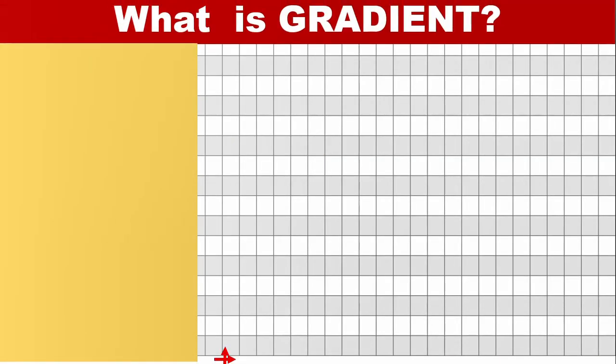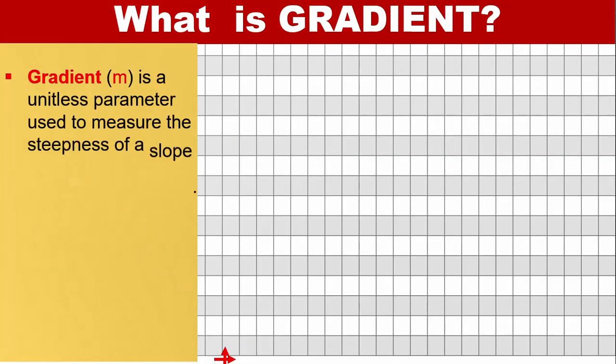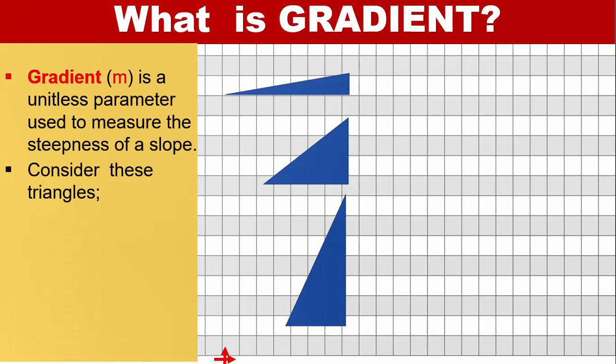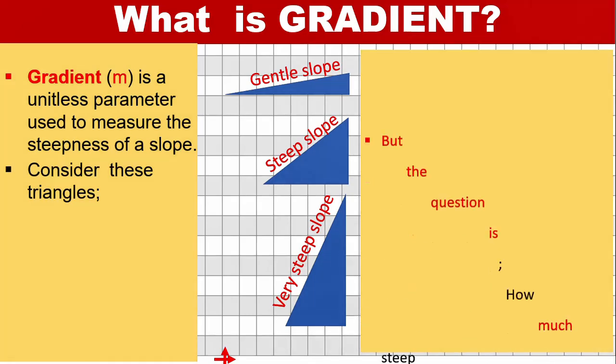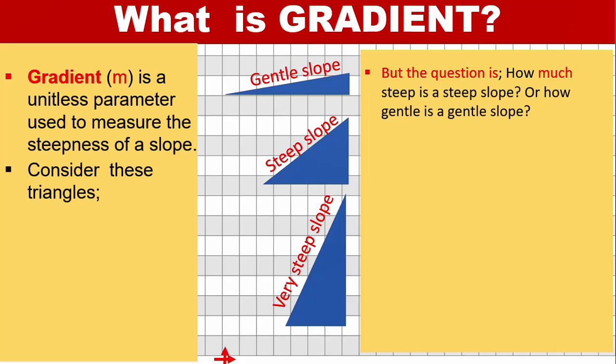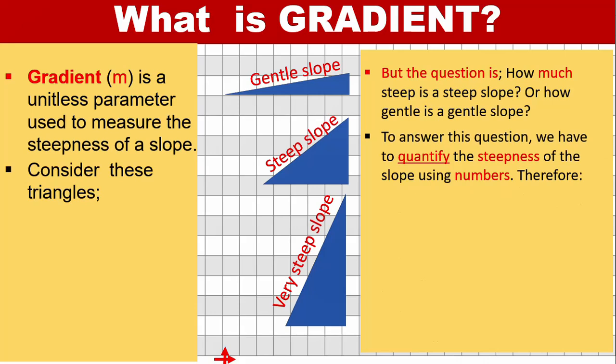Gradient. Gradient, m, is a unitless parameter used to measure the steepness of a slope. Consider these triangles. Gentle slope. Steep slope. Very steep slopes. You may notice that the triangles do not provide conclusive information about the slope. But the question is, how steep is a steep slope? And how gentle is a gentle slope? To answer this question, we need to quantify the steepness of the slope using numbers.